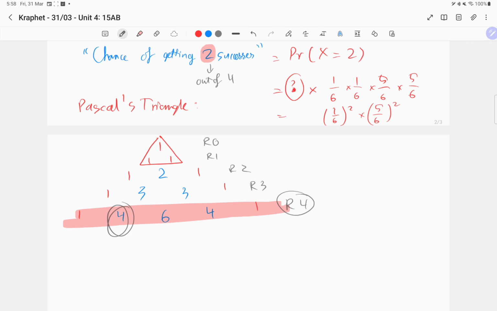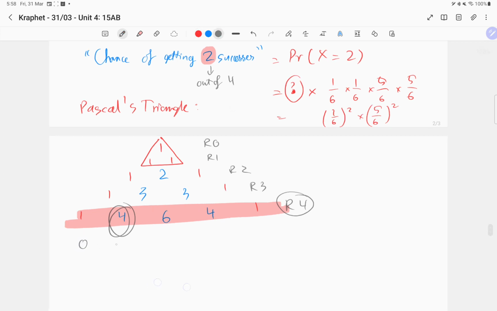So out of 4 trials, what are the possible results you can get? You could get 0 successes, and then 1 success, 2, 3, or all 4 successes. Remember, it also starts from 0 again, because technically, when you throw the dice 4 times, there's a chance that you don't get 3 at all. You get 1, 2, 6, 4. That's an all-failure scenario. So you could also get 0 successes.